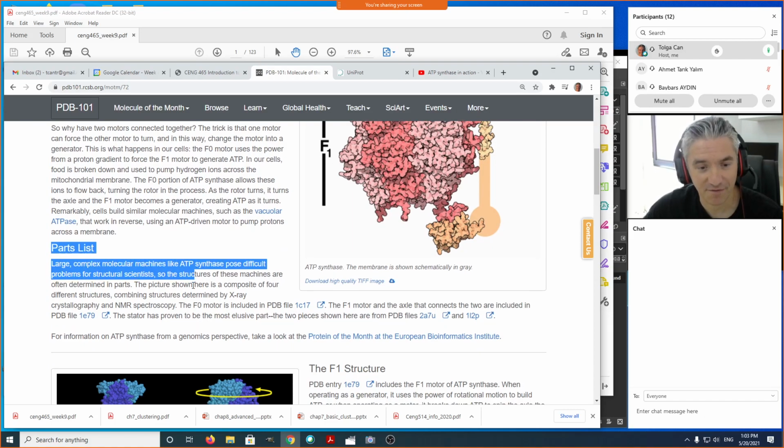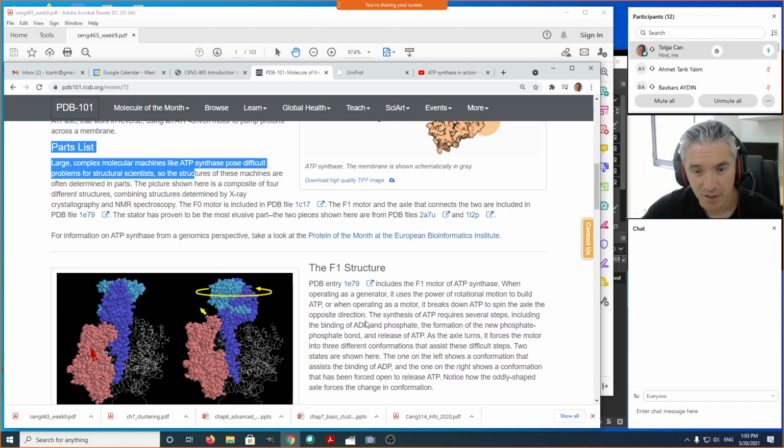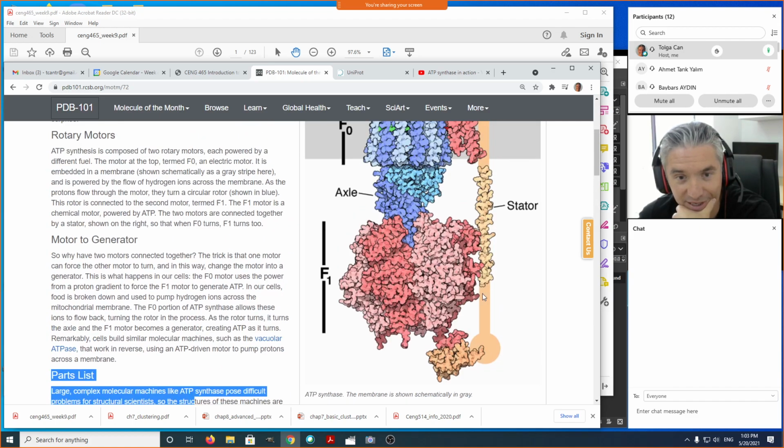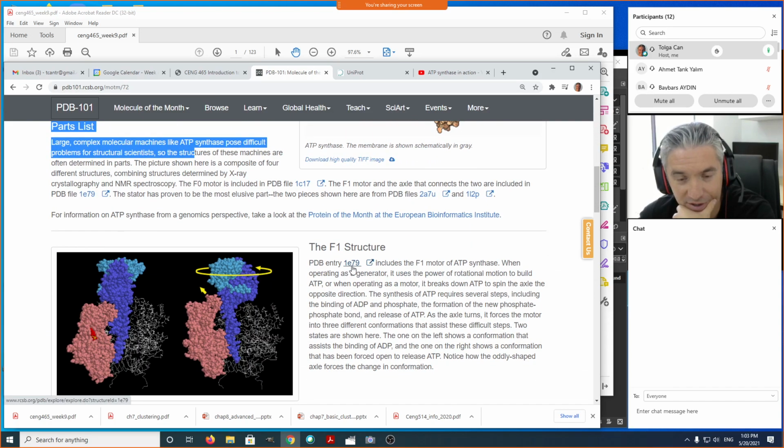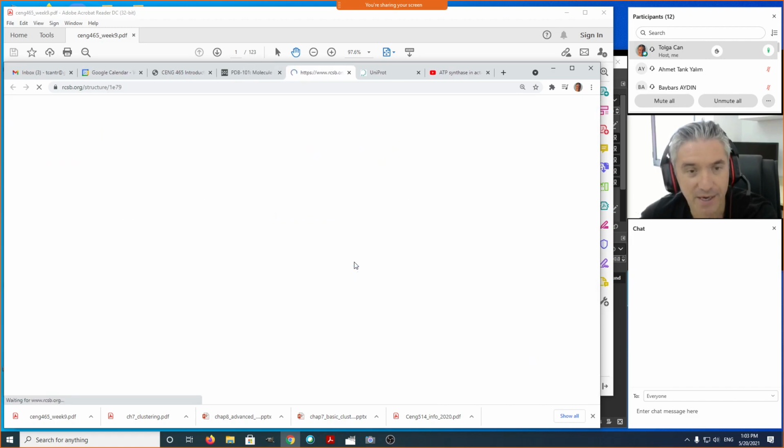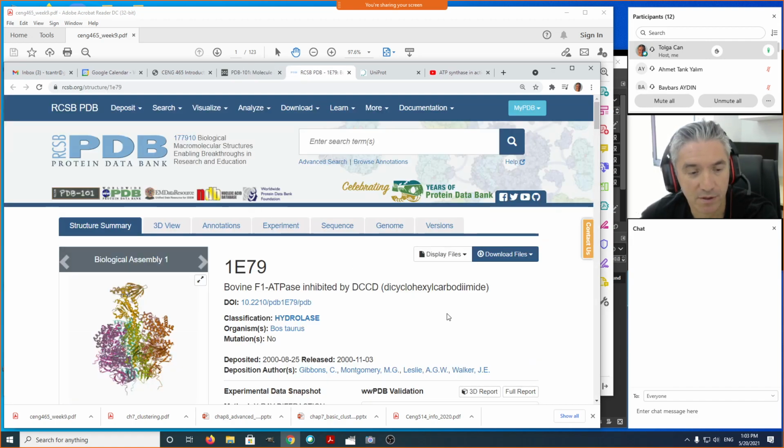They're parsed, the F1 structure. So this PDB entry 1E79 includes the F1 motor of ATP synthase. If you want to get this rotating part F1, you can click on this PDB ID 1E79. PDB IDs are 4-character IDs. They contain numerical values and some letters, but they're 4 characters long. Let's click on this PDB ID, and it's going to get us to our page.